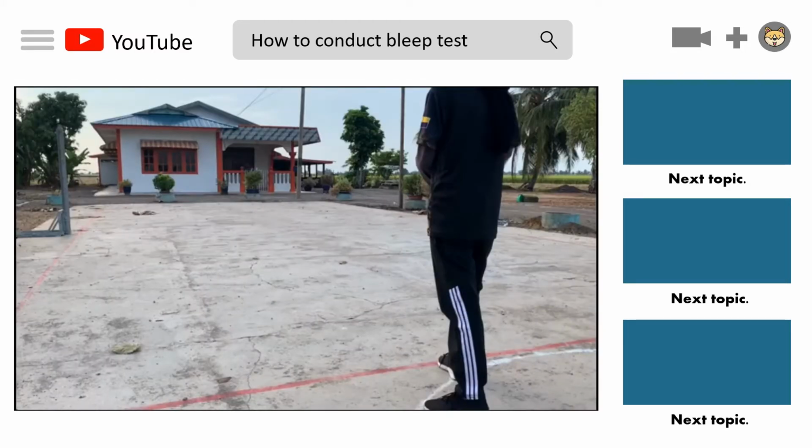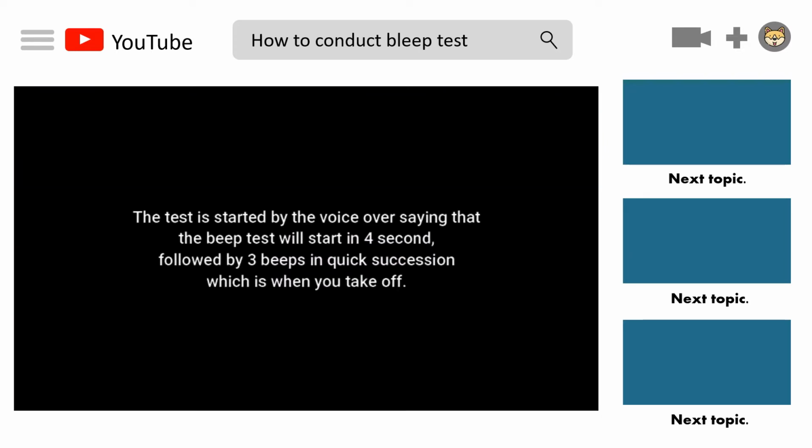Participants will begin the test from the start line. The test is started by the voice-over saying that the Bleep test will start in 4 seconds, followed by 3 bleeps in quick succession, which is when you take off.